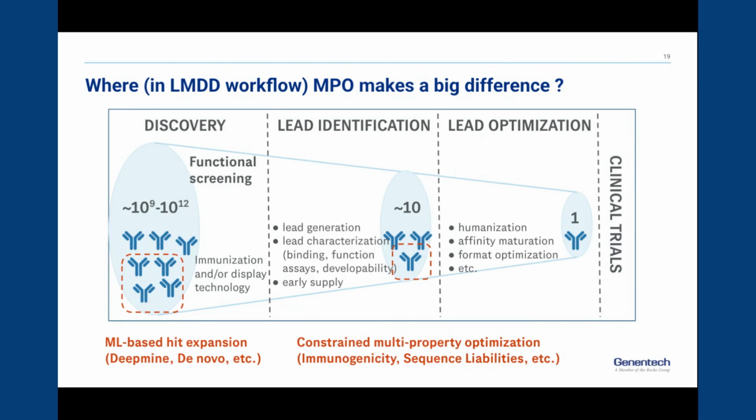And the typical ways of how we do this is by, let's say, diversifying the hit expansion step with our generative AI models, or by doing constrained multi-objective optimization as early as possible, right? By checking all of these properties or running all of these filters or any kind of biochemical features that could later on be indicators of problems for other developability properties for antibodies.